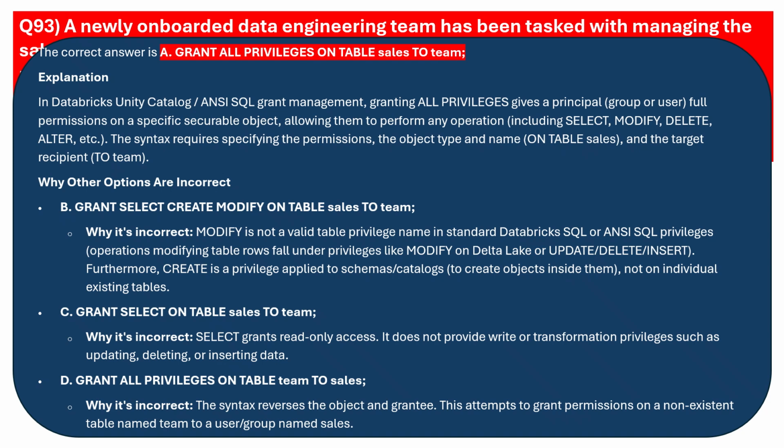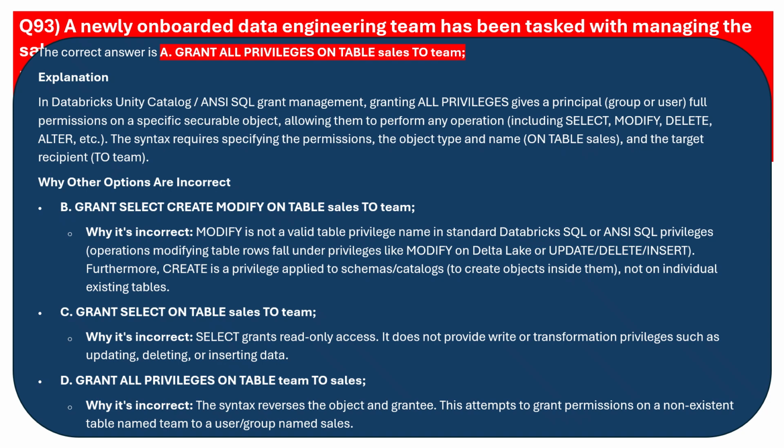Explanation. In Databricks Unity Catalog/ANSI SQL grant management, granting all privileges gives a principal, group, or user full permissions on a specific securable object, allowing them to perform any operation, including select, modify, delete, alter, etc. The syntax requires specifying permissions, the object type and name, ON TABLE sales, and the target recipient, TO team.